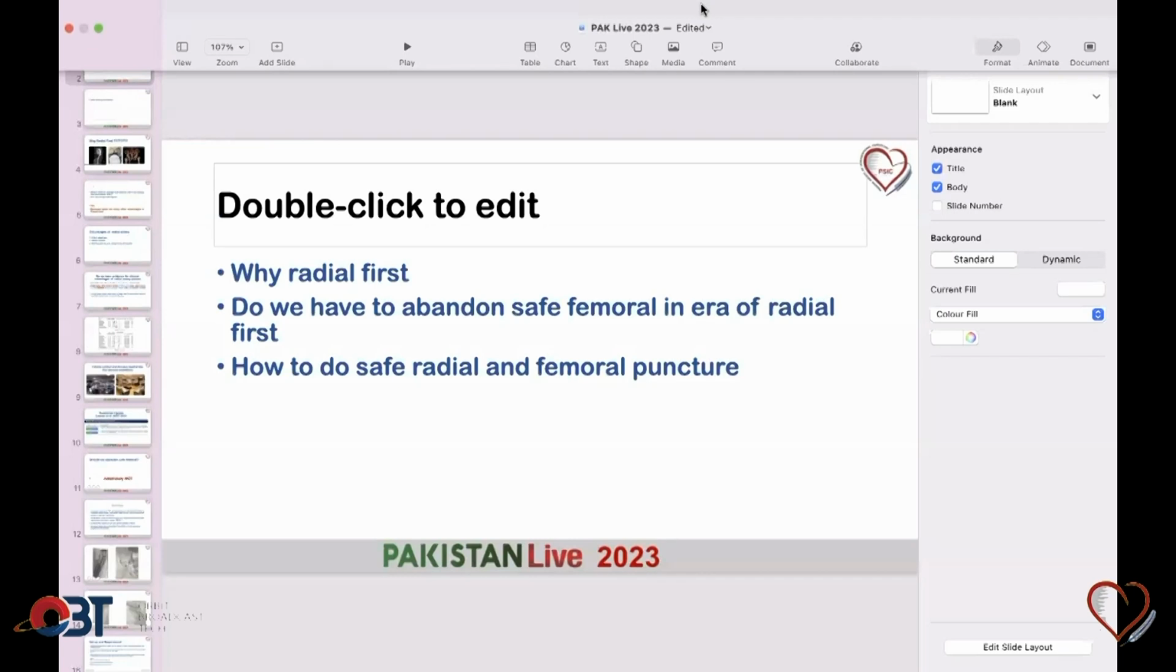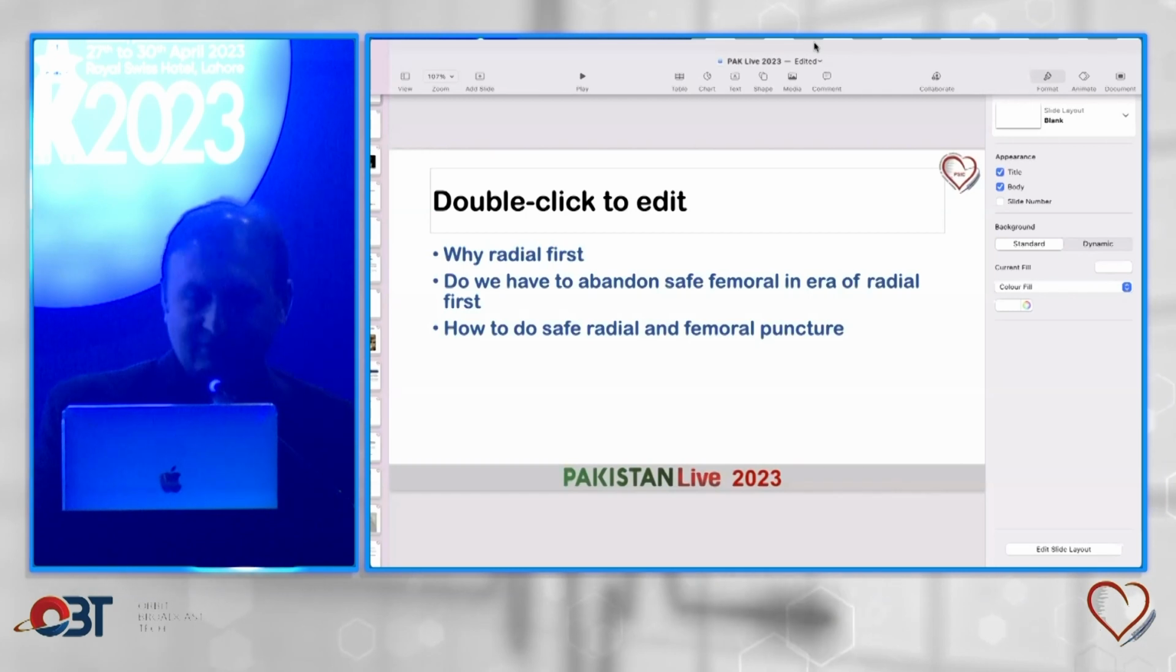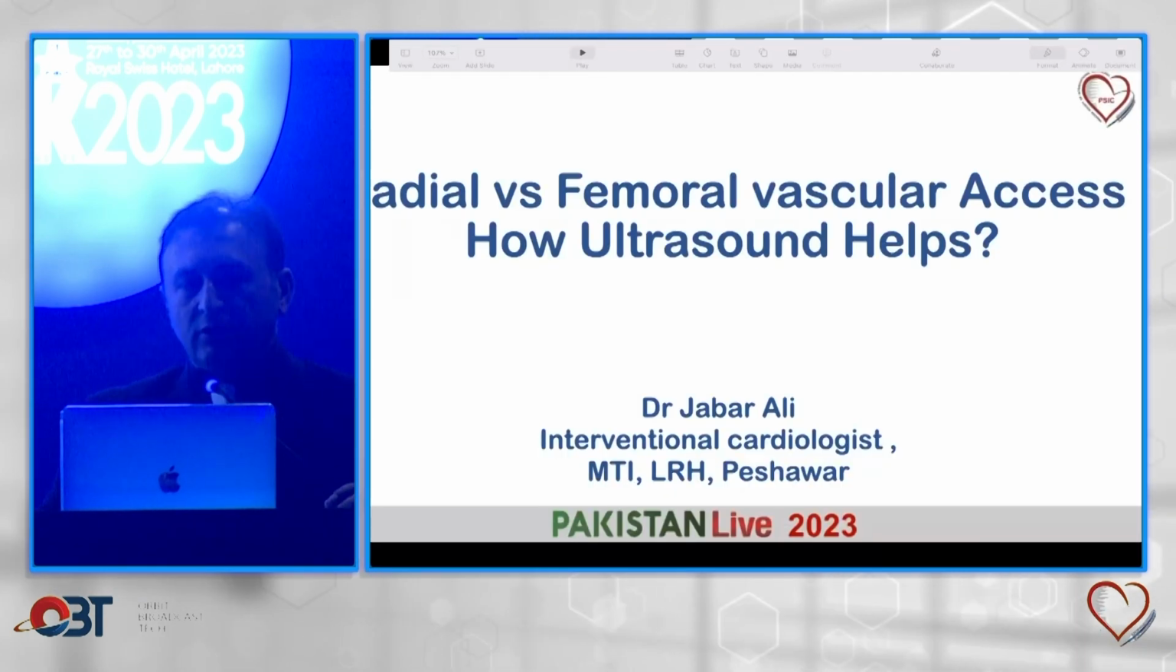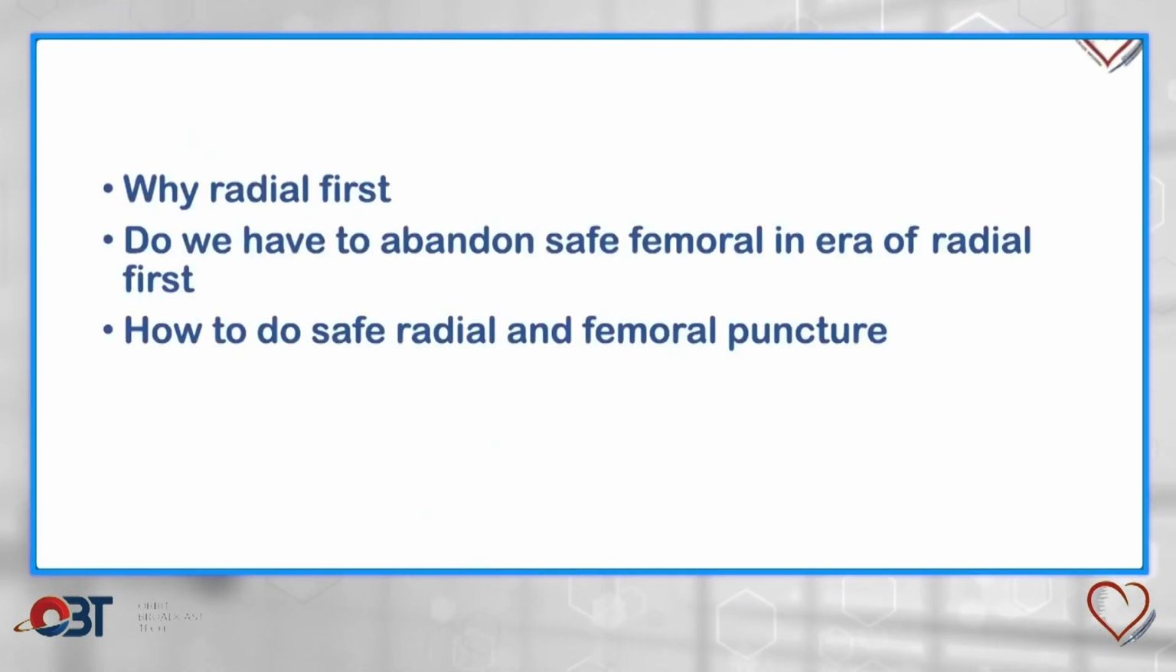Actually, here vascular access should be the first lecture, because without vascular access, nothing can be done. Radial versus femoral access, how does ultrasound help? I have nothing to disclose. Why radial first? And do we have to abandon safe femoral in the era of radial first? And how to do safe femoral and safe radial using ultrasound?